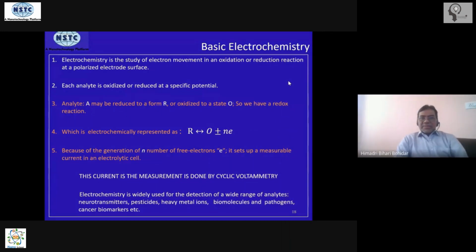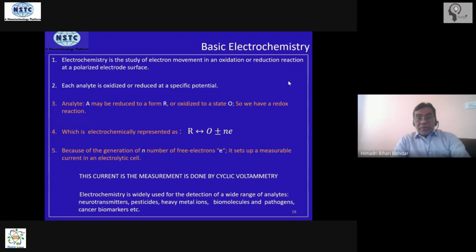What is electrochemistry? It's basically a redox reaction and the study of that redox reaction, how the electron movement is taking place. In a redox reaction, an analyte is getting either oxidized or reduced. Now, either for oxidation or reduction of a material or any chemical, there has to be a potential barrier. This is what is called the redox potential barrier. For oxidation, there is a potential barrier. For reduction, there is yet another potential barrier. These two may or may not be the same.